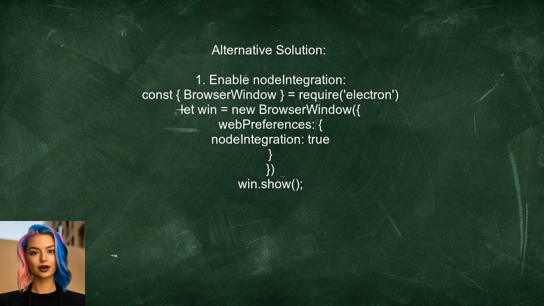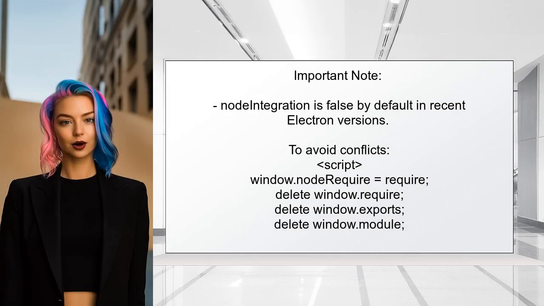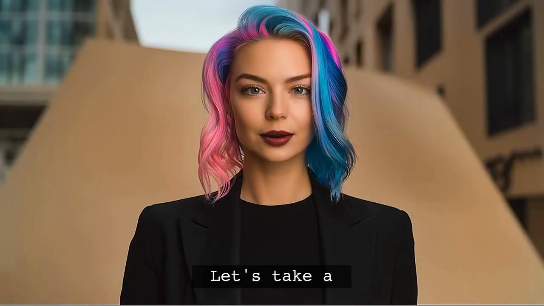One alternative solution is to enable Node integration in your Electron app. This can be done by setting Node integration to true in the web preferences when creating a new browser window. It's important to note that in recent versions of Electron, Node integration is set to false by default due to breaking changes. If you want to use Node.js functionalities, you can also rename the require symbols in your HTML page to avoid conflicts with libraries. That's it for that answer. Let's take a look at another one.